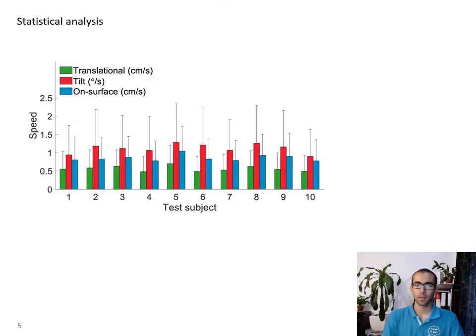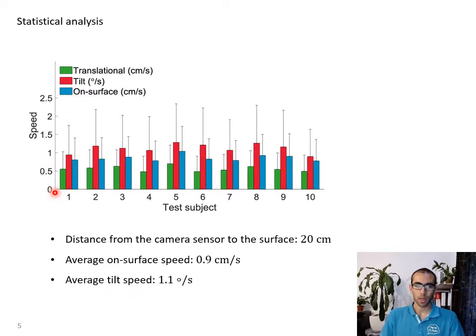Ten healthy test subjects performed handheld measurements, and for each handheld measurement we were able to estimate the translational speeds in centimeters per second, tilt of the wavefront in degrees per second, and on-surface speeds in centimeters per second. For a distance from camera to sensor of 20 centimeters, the average on-surface speed is measured as 0.9 centimeters per second, and the average tilt speed is measured as 1.1 degrees per second.